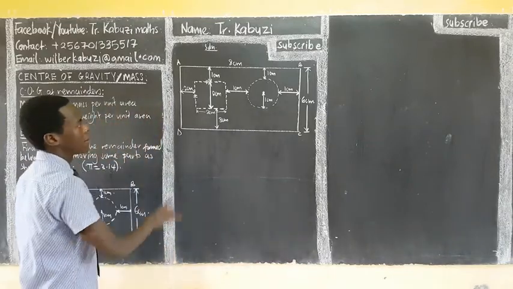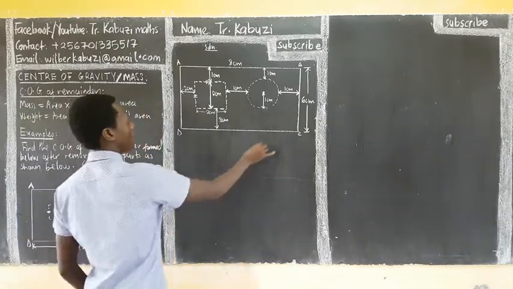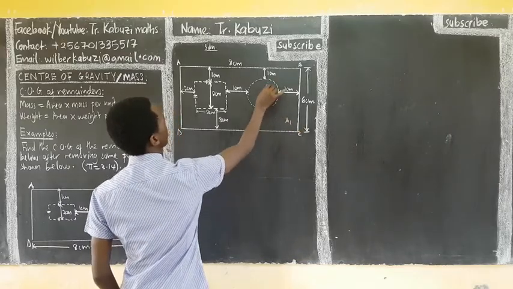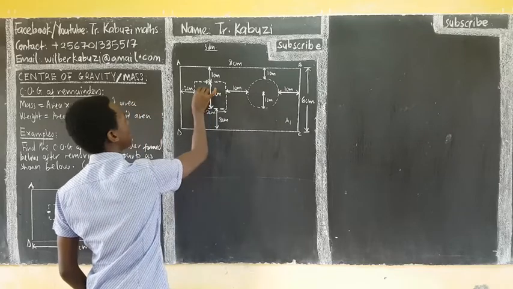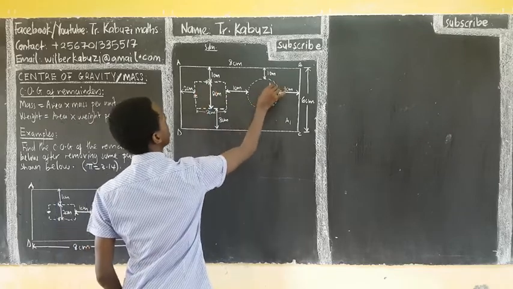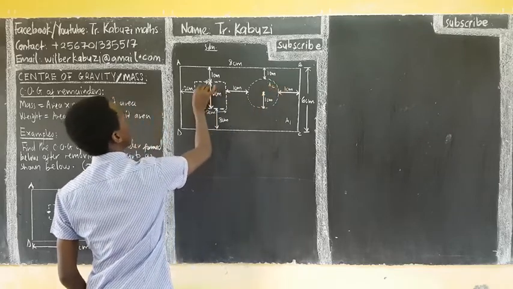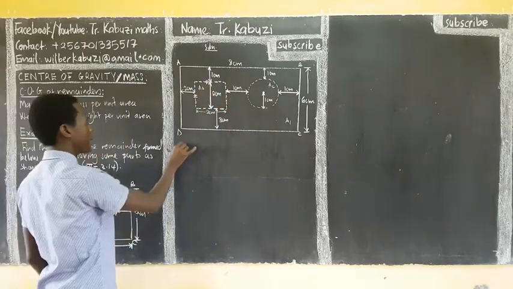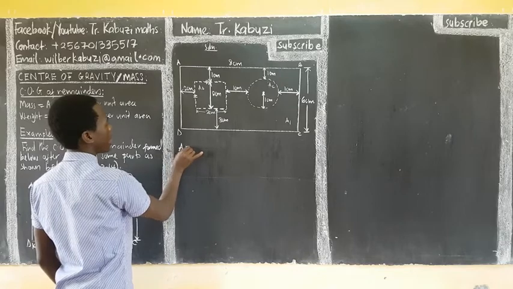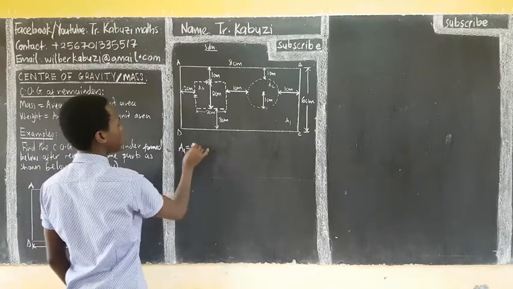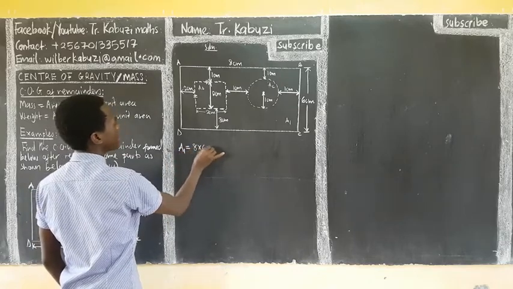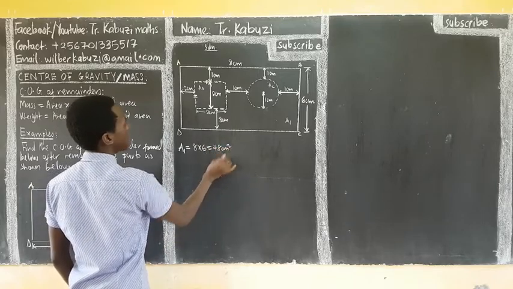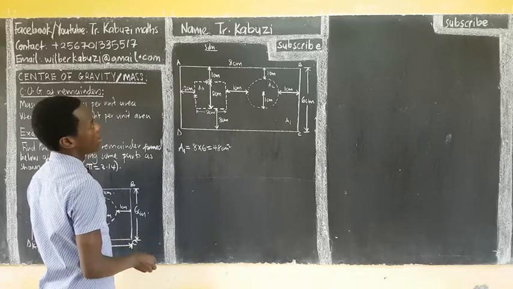So our task now is first to get the areas. I'm going to call this one area 1, this one area 2, then this one area 3. As simple as that. To get area 1, I'm going to get its length times width. So 8 times 6 is going to be 48 centimeters squared.